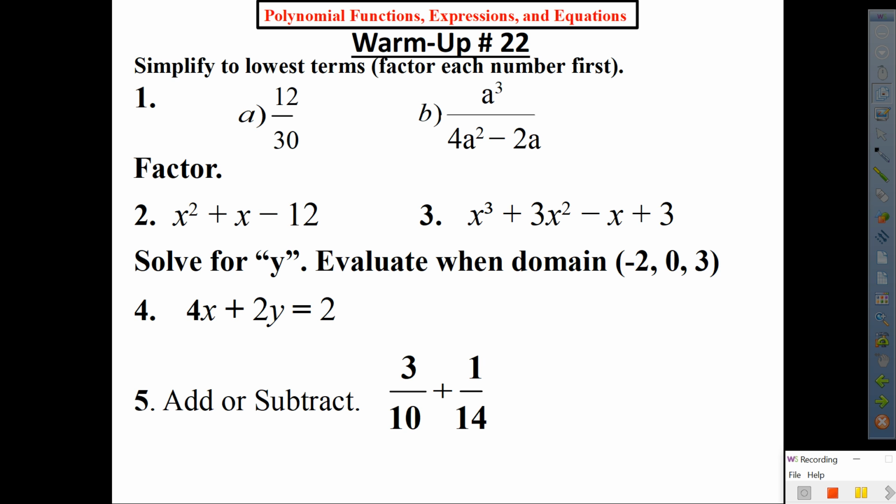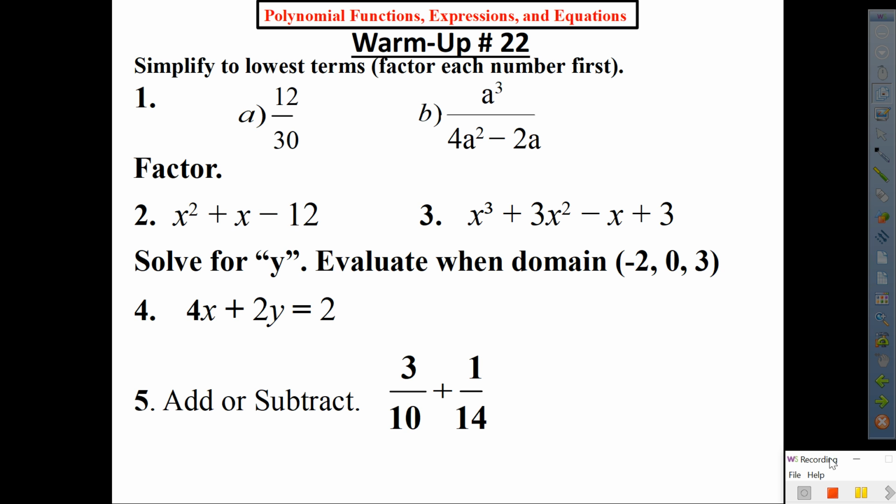For numbers 2 and 3, the instructions are to factor. Number 2 reads x squared plus x minus 12. Number 3 reads x cubed plus 3x squared minus x plus 3. For number 4, the instructions are: solve for y first and then evaluate when the domain is -2, 0, and 3. The equation given is 4x plus 2y equals 2.